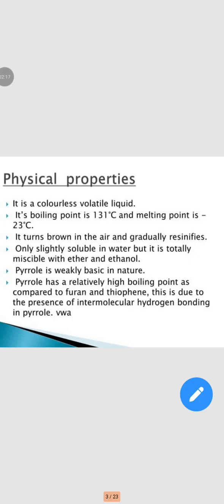First of all, it is a colorless volatile liquid. Then boiling point 131 degrees Celsius. Its melting point 23 degrees Celsius. It turns brown in the air. Slightly soluble in water, but it is totally miscible with ether and ethanol. PYRROLE is weakly basic in nature. It has a high boiling point compared to furan and thiophene. This is due to the presence of intermolecular hydrogen bonding in PYRROLE.